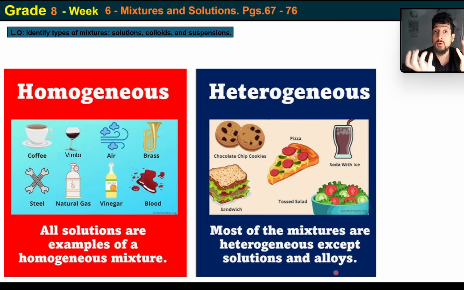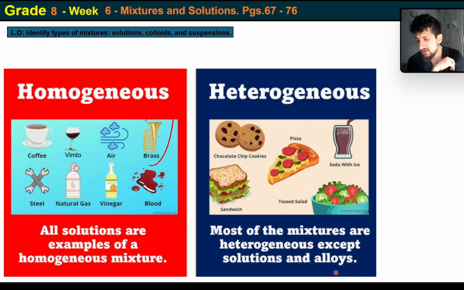But it's a homogeneous mixture because it all blends in together and it looks nice and clear. It looks the same throughout. And if I take any sample, it's exactly the same. The distribution of those gases is the same. So it's a homogeneous mixture. Vimto is the same. That's a homogeneous mixture. Coffee, well, we just explained the coffee.